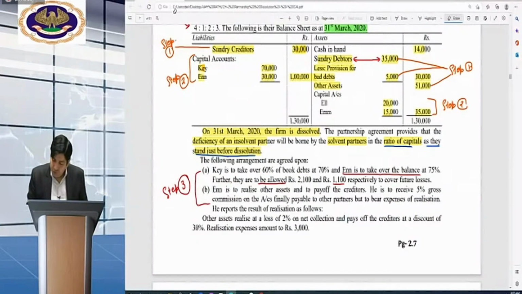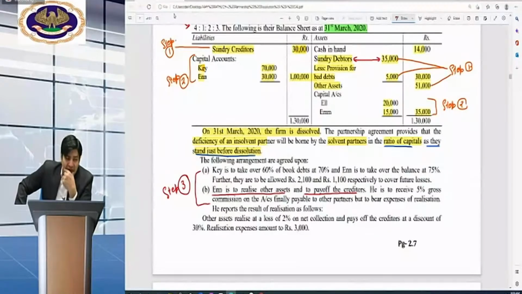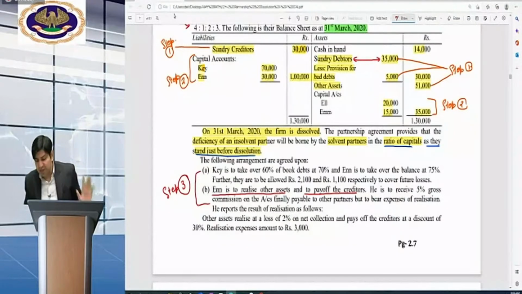Now, moving to the next part, that is B part. N is to realize other assets. Beta, Mr. N is to realize other assets and to pay off the creditors. Mr. N was appointed. Mr. N, you have to do this thing. Other than these debtors, etc., you have to realize the other assets. Okay, beta? And you have to pay the creditors. Why will he bear this job? For this, he is being compensated with a 5% commission on the amount finally payable to other partners.